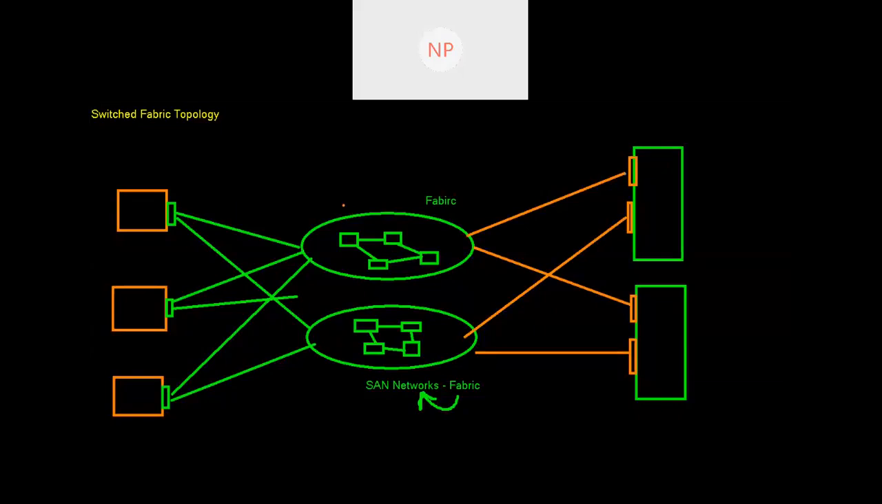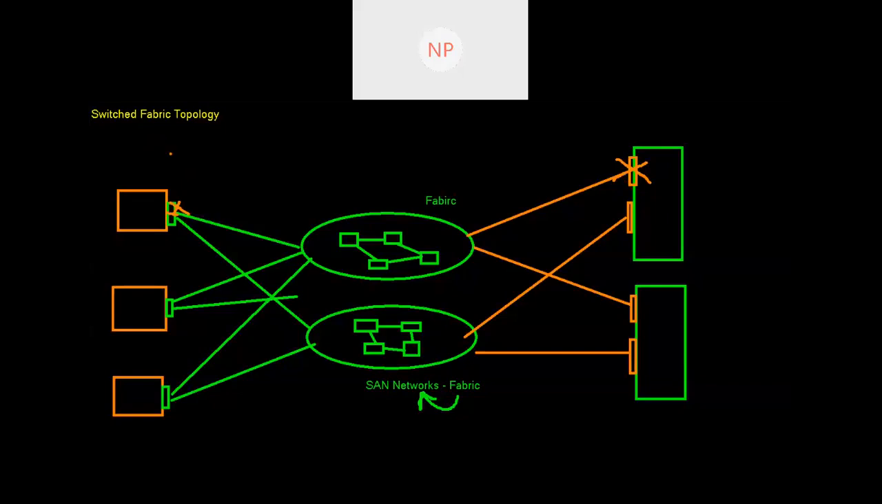So if one entire network goes down, my server will still be able to communicate with storage with the help of another SAN network. For example, let's assume these are two HBAs. If one HBA goes down, my server will still be able to communicate with storage through the other HBA. If one of my fiber channel FCA adapters goes down, my storage will still be able to communicate with the servers through another FCA. Like that, everything is redundant in a switched fabric topology.